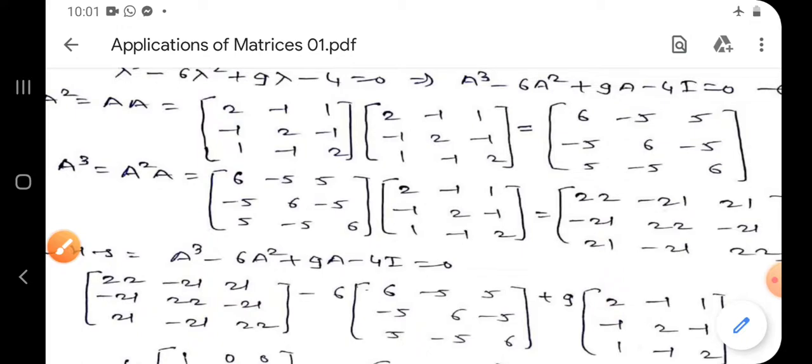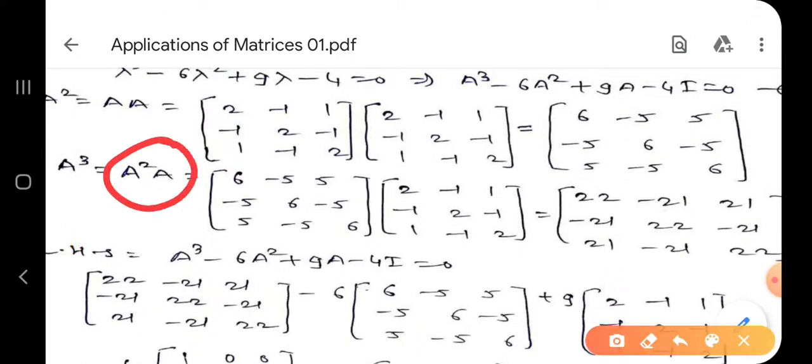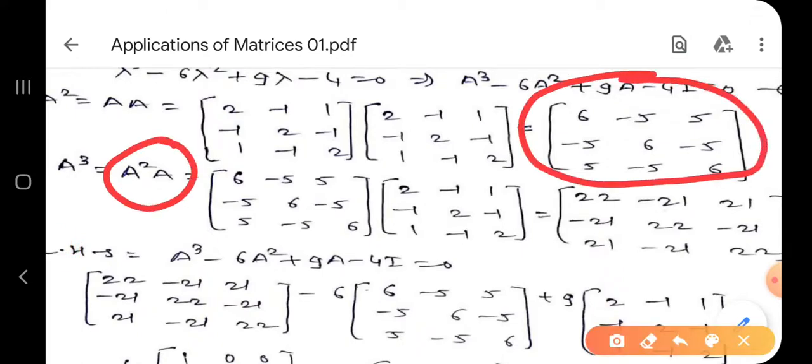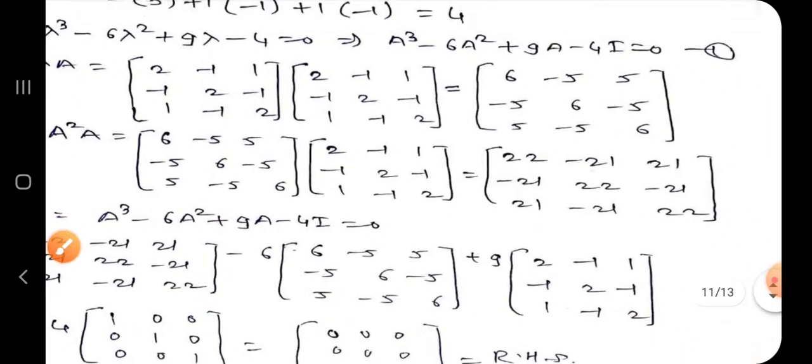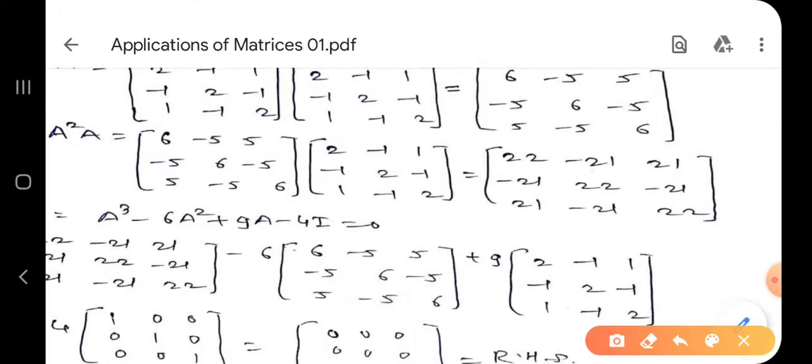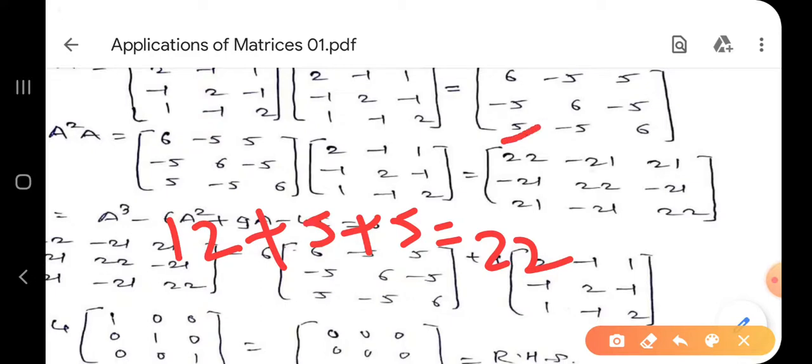A cube is nothing but what? A square into A. So A square we already found, into A. So again find the first row and we will write the matrix directly. So here 6 into 2, it is 12. Minus 5 into minus 1, plus 5. 5 into 1, that is 5. So I get here 12 plus 5 plus 5, it is 22. So first element is 22.